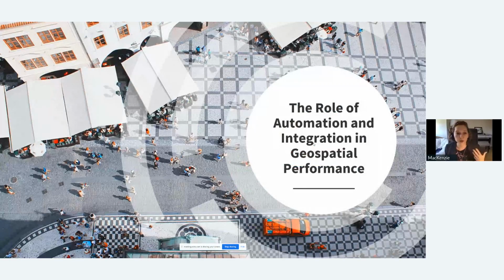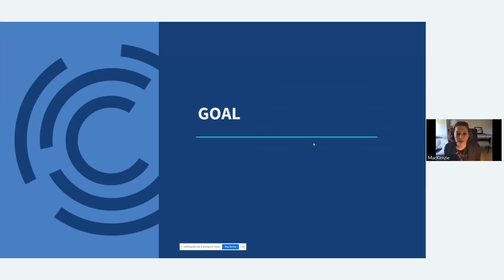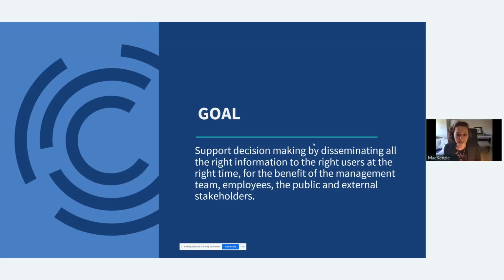So what is the role? In our line of business, that was a very broad concept of geospatial performance. Now if I look a little more specifically at what we've been doing for a long time, what is the role of automation and integration in geospatial performance? So the objective is to support the right data, the right information at the right time, again, to service the different lines of business that need this information.